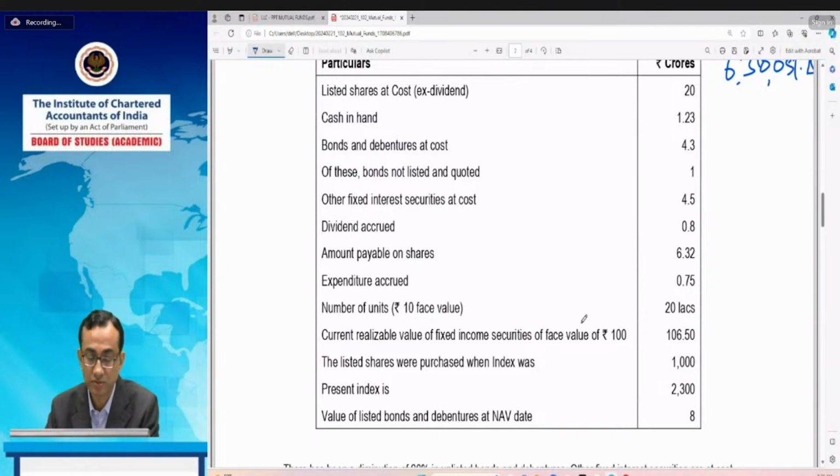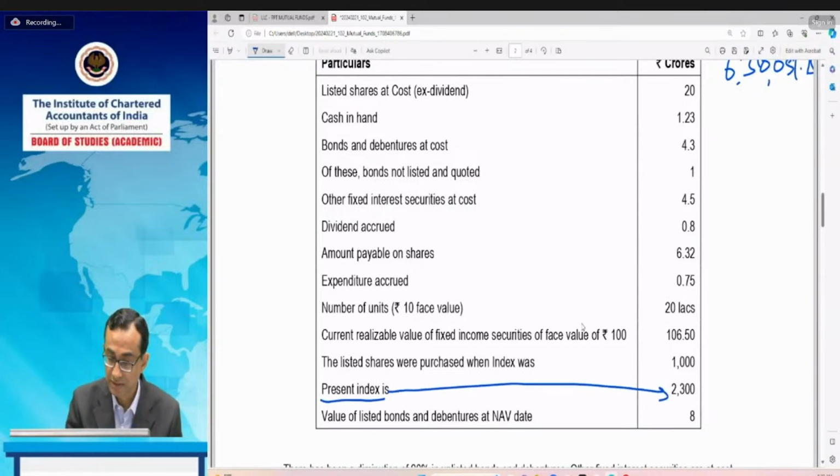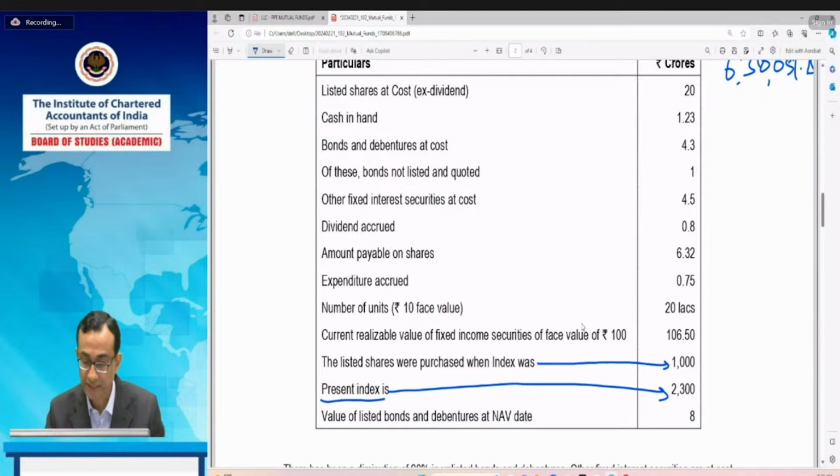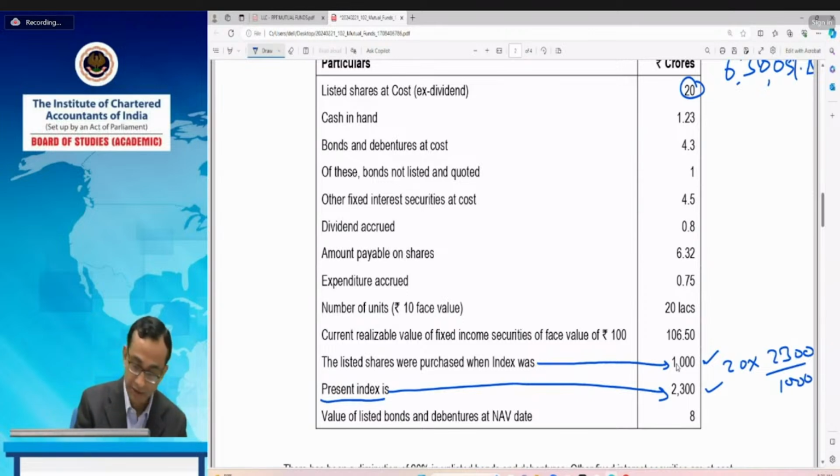Listed shares at cost is 20 rupees. But while calculating the NAV, it is given that the present index is 2300, and the listed shares were purchased when the index was 1000. So when the shares were purchased, it was 1000 and now it is 2300. So this 20 will be adjusted according to the present index value. That is 20 multiplied by 2300 upon 1000. So it will be 46. So now the value will be 46.